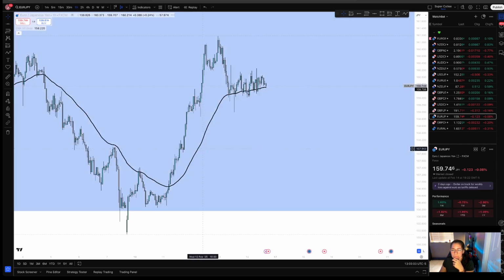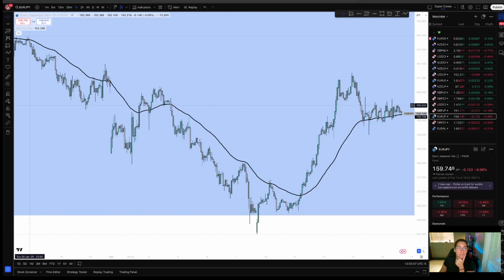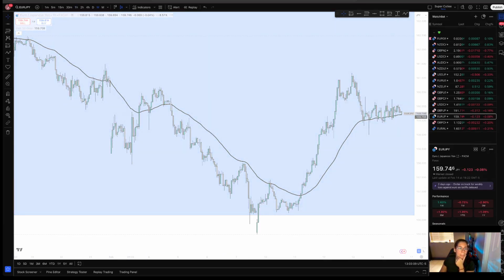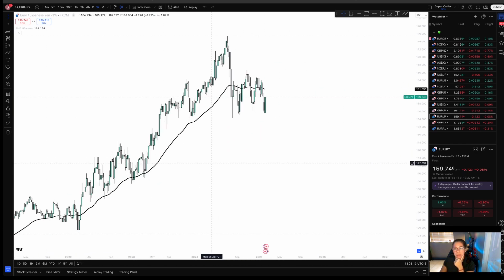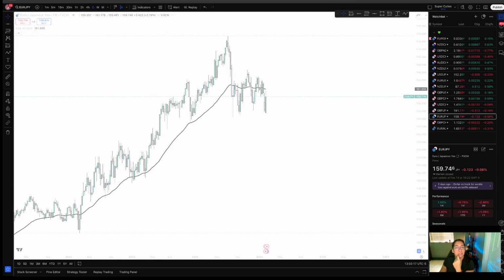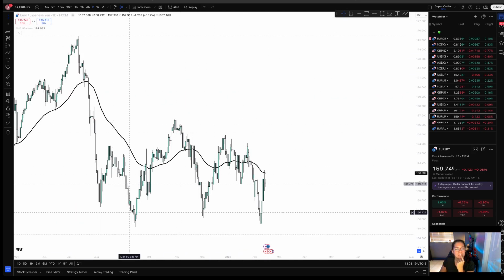I think we're in Euro JPY. Okay, let's get rid of these boxes. Okay, so we're stuck in this range here on the weekly. Let's go to the daily. Okay, so this daily broke this low here. And then it came back to retest.